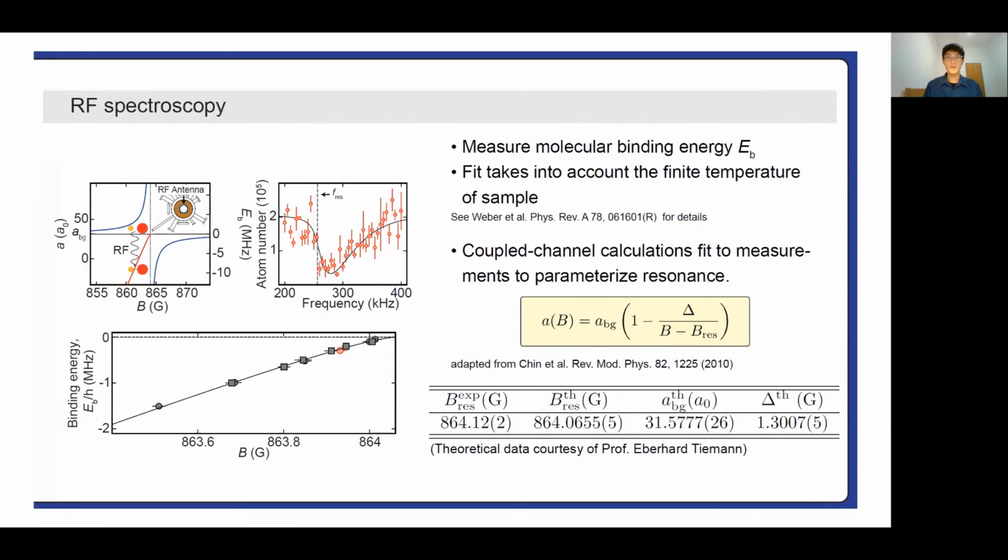To further characterize the resonance, we do the RF spectroscopy to measure the molecular binding energies. And the coupled channel calculations fit to the measurement to obtain the parameters of the resonance. We thank Professor Eberhard Tiemann for the theoretical calculations.